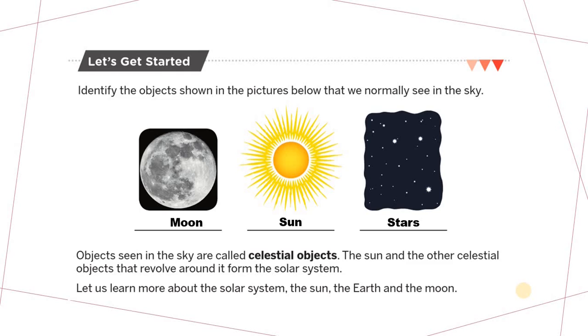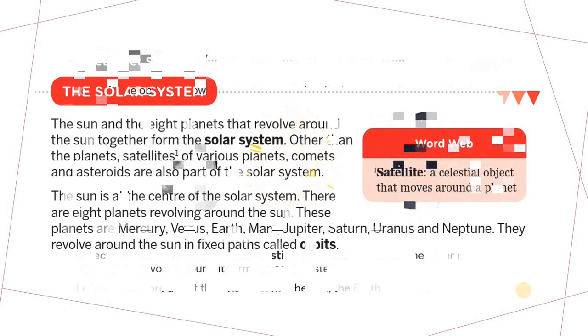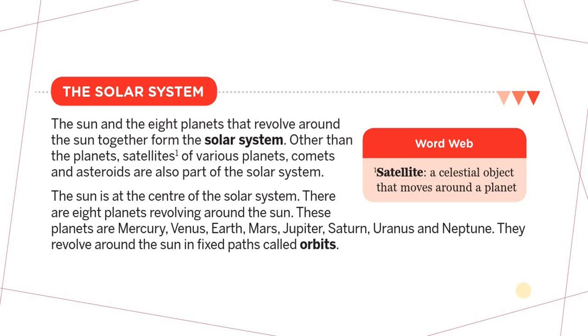Let us learn more about the solar system, the sun, the earth and the moon. So first of all, the solar system, the sun and the 8 planets that revolve around the sun together form the solar system. We've been doing this from class 3, right? That there are 8 planets, the sun, and I'm sure you know all the 8 planets and you're very comfortable with that. Other than the planets, satellites of various planets, comets and asteroids are also part of the solar system.